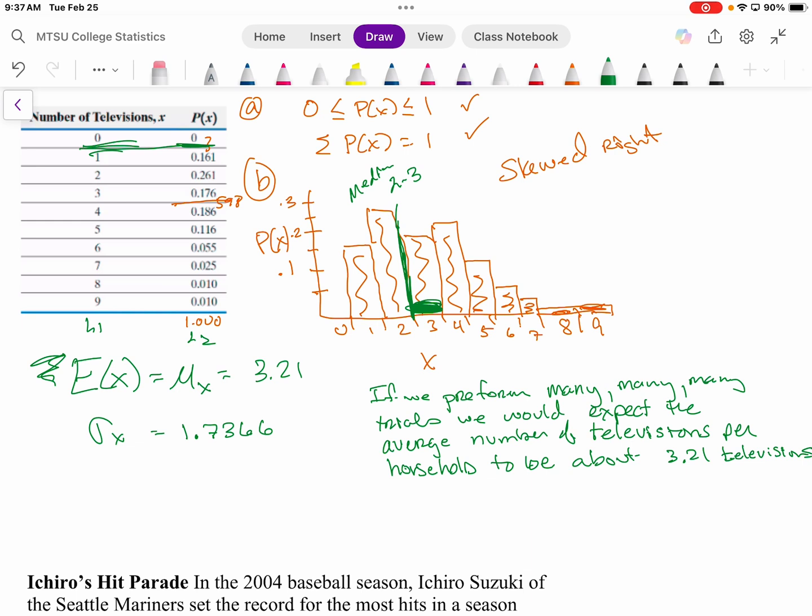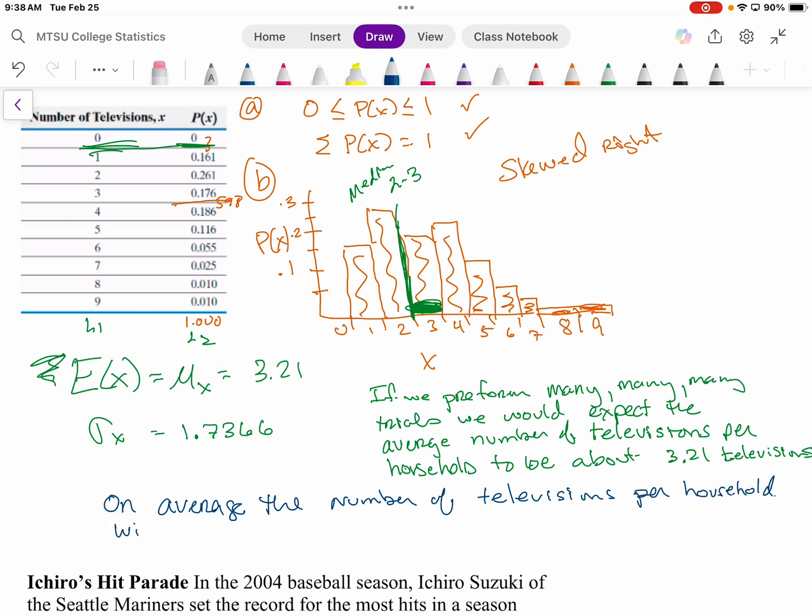And then the standard deviation, as we try to interpret that, you don't have a lot of interpreting the standard deviation, but I like throwing it in there just for the future. In this case, we would say, on average, the number of televisions per household will differ from the mean of, we state what it is, 3.21, by about 1.7366 televisions. Okay, so that's how you would interpret the standard deviation.